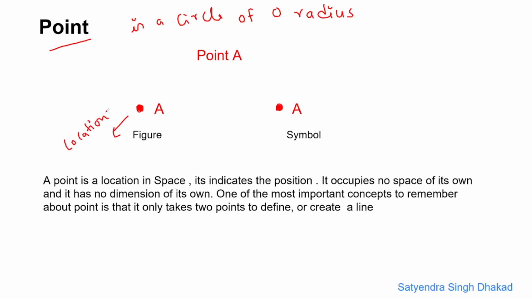A point indicates the position. It doesn't have any space or any dimension. There is one more thing to remember: a single point doesn't define anything, but 2 points will define a line.